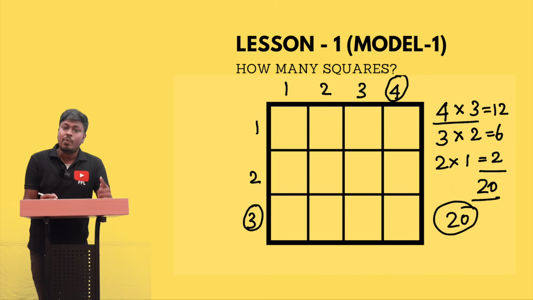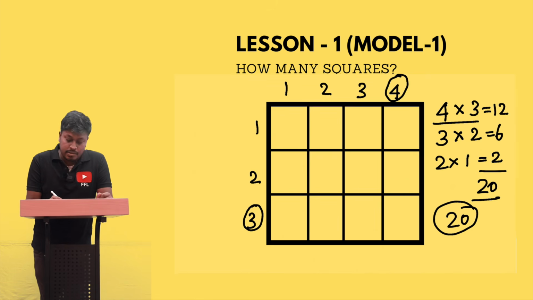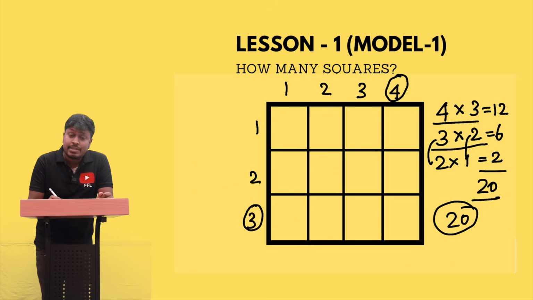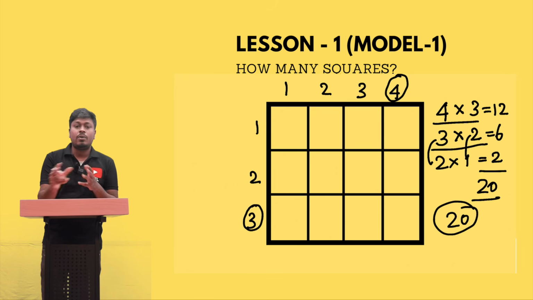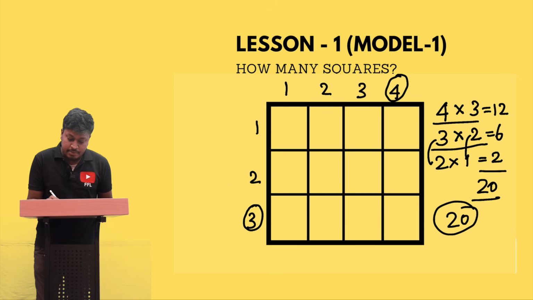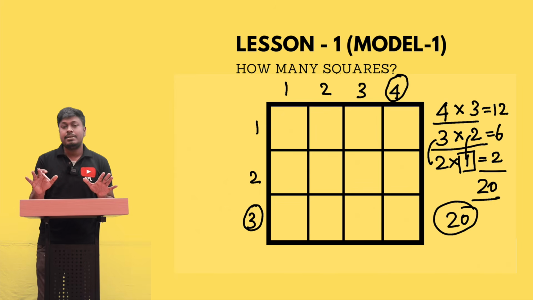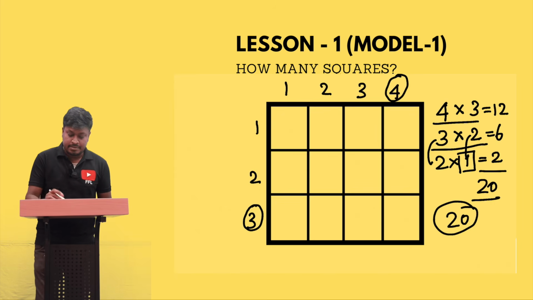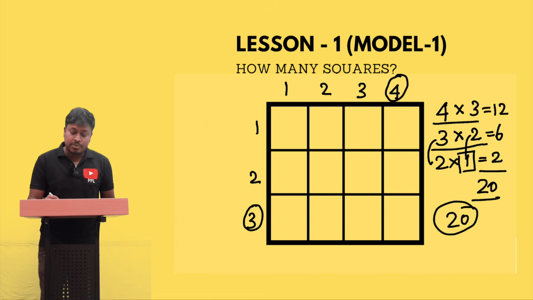So now what is the next step? We need to reduce 1 from each row and each column, right? So 4 and 3. If you reduce 1 from 4, it becomes 3. If you reduce 1 from 3, then it becomes 2. Again from this series, reduce 1. If you reduce 1 from 3, it becomes 2. If you reduce 1 from 2, it becomes 1. So you have to continue this series until any row or column becomes 1. Here you can see this becomes 1, so we can stop the series and start multiplying the numbers. 4 into 3 is 12, 3 into 2 is 6, 2 into 1 is 2. So totally we have 20 squares in the given image.